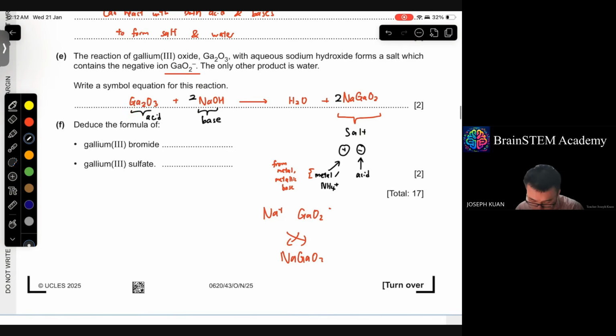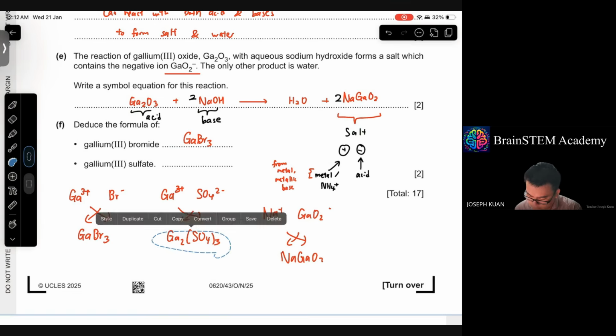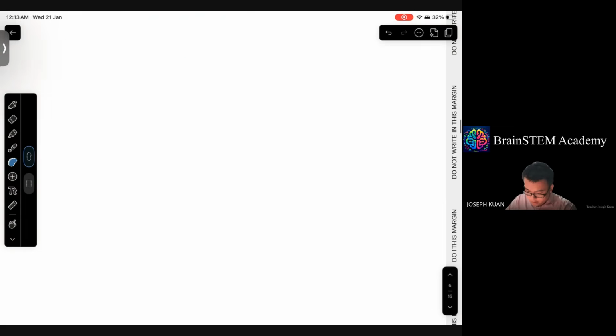Okay, next question. They use the formula of gallium-3 bromide and gallium-3 sulfate. This one is just a simple swap and drop method. Bromide is a group 7 element, so it will form -1. So we swap and drop, you get GaBr3. And sulfate is 2 minus. So swap and drop, we get Ga2(SO4)3. Okay, next.